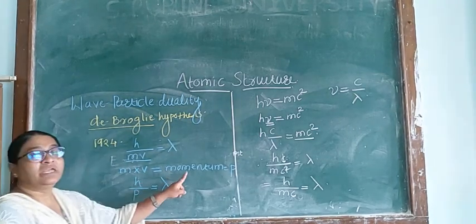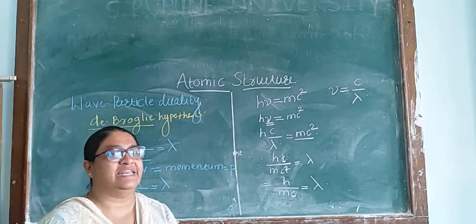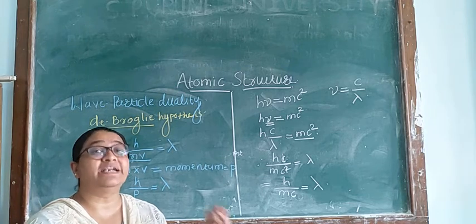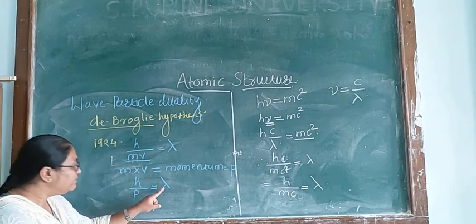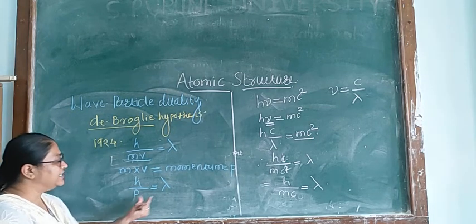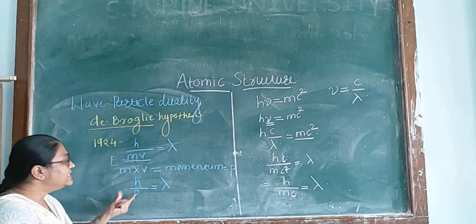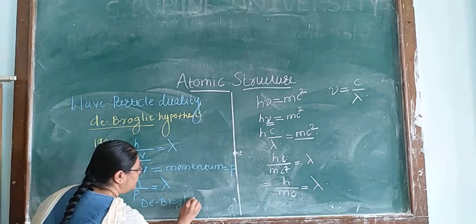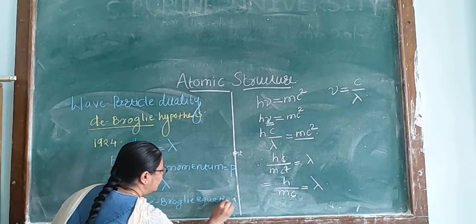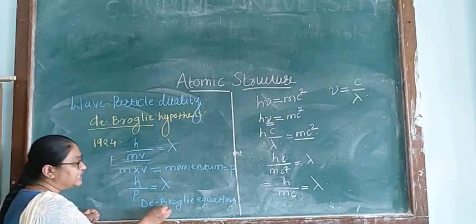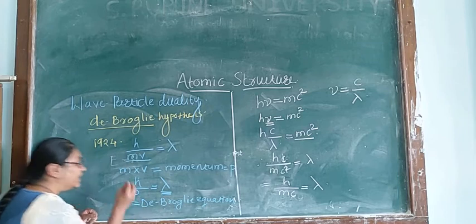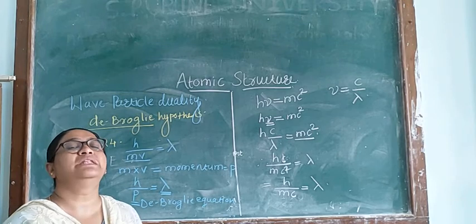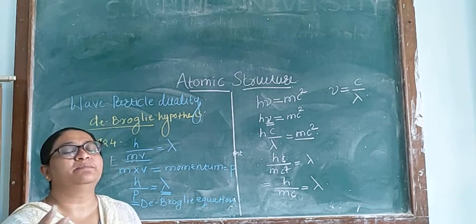Now the momentum is the property that particles can have. The momentum is the property or the parameter of the particles, while this is the wavelength. That means this is the property of particulate nature, this is the property of wave nature, and this is called the de Broglie equation. And this de Broglie equation gives the relation between wave nature and particle nature. So this is how de Broglie relates both the wave nature and the particle nature.